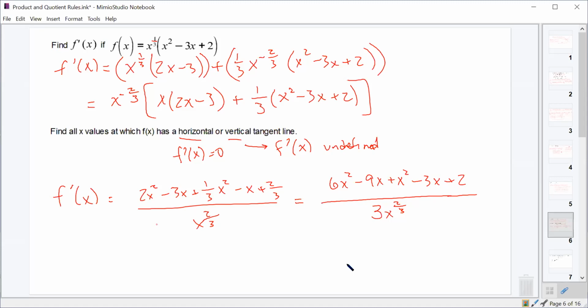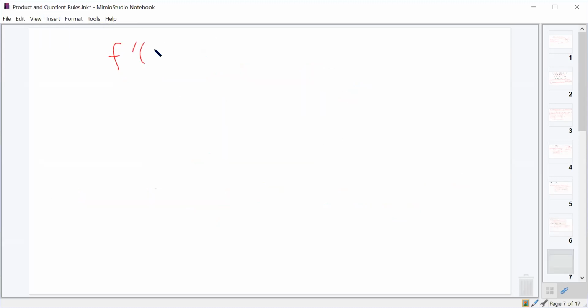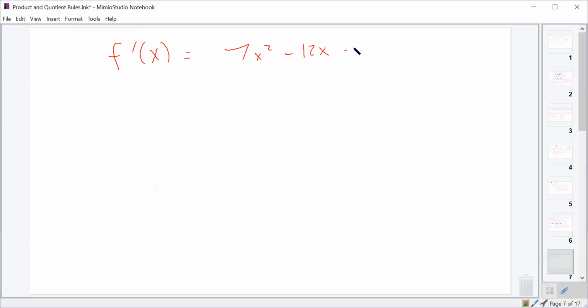Good. All right. So our final derivative then, if we simplify that numerator, is 7x squared minus 12x, I think, right? Plus 2 over 3x to the 2/3. And now this is in a much easier form for us to figure out when it equals 0 and when it's undefined. So let's do the undefined part first. That's actually the easier part.